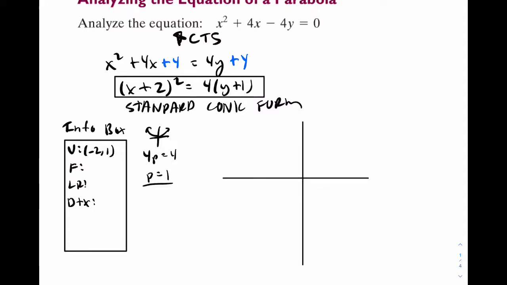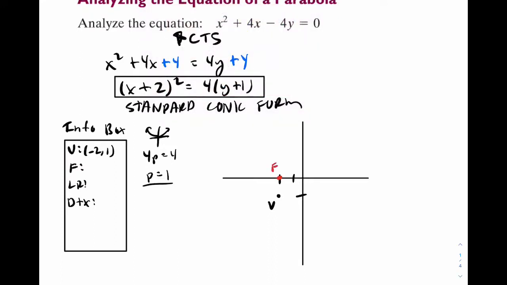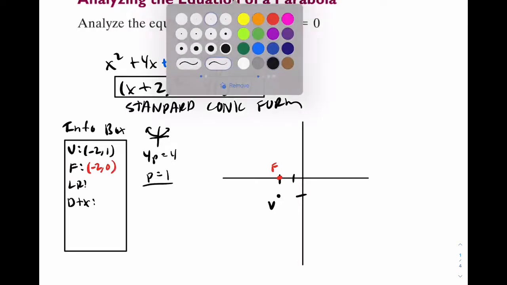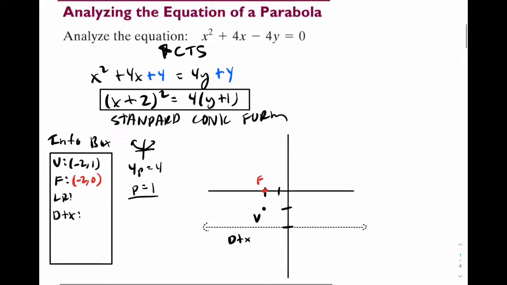So the vertex is (-2, 1). So let's go 1, 2, 1. There's our vertex. The mental picture is helpful because that means I'm going to be going up, which means the focus should be 1 up. So I got my focus right here. Focus is (-2, 0). That would mean the directrix is 1 down, so I'm going to add that here. So there's my directrix. That's y equals -2.